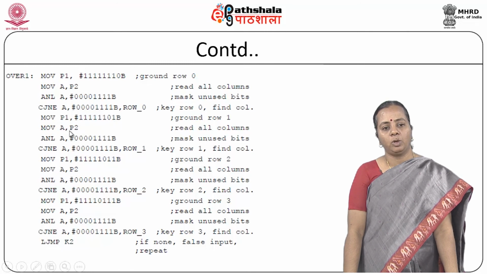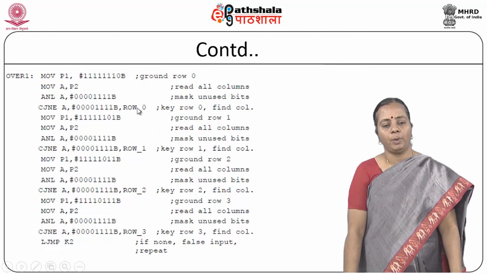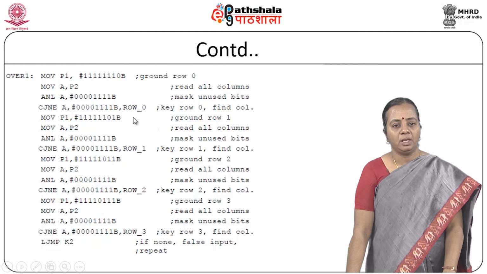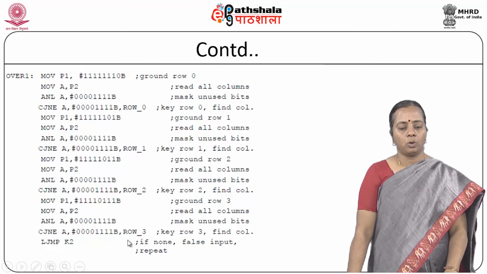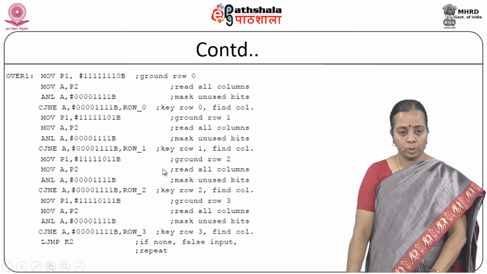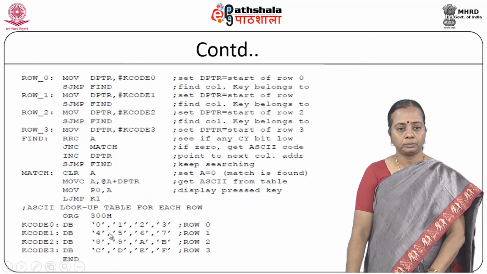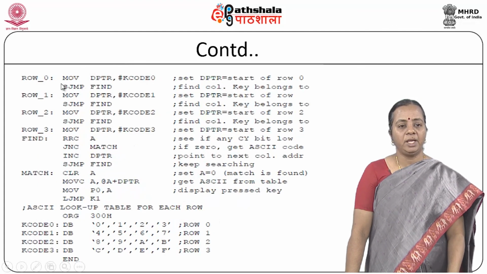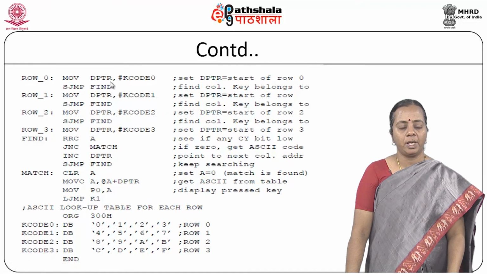Whatever information is read from P2 is moved to A, and it gets CJNE. If it is different, then I have to go to row 1. That way I find out whether row 0, row 1, row 2 or row 3 is found. It is coming to the corresponding rows. So now, if I have come to row 0, that means I am finding that the last row I am getting a 0.